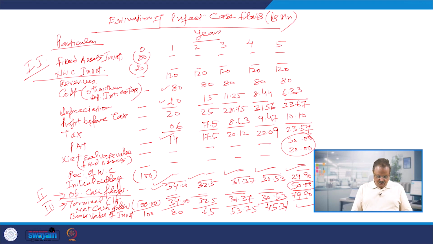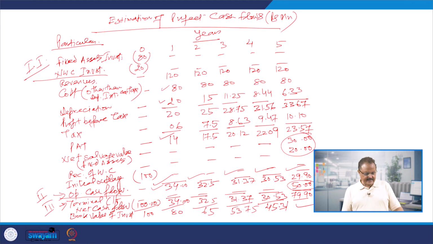And finally, the book value of the investment, if you want to calculate, is found by subtracting the depreciation from the initial investment. The initial investment was 100, and when we depreciate this, it comes down to 80, and then to 65, because the total investment we are making is the initial investment. At the end of the first year it is going to be 80, then 65, 53.75, 45 and 45.31, and accordingly you can calculate for the subsequent years.